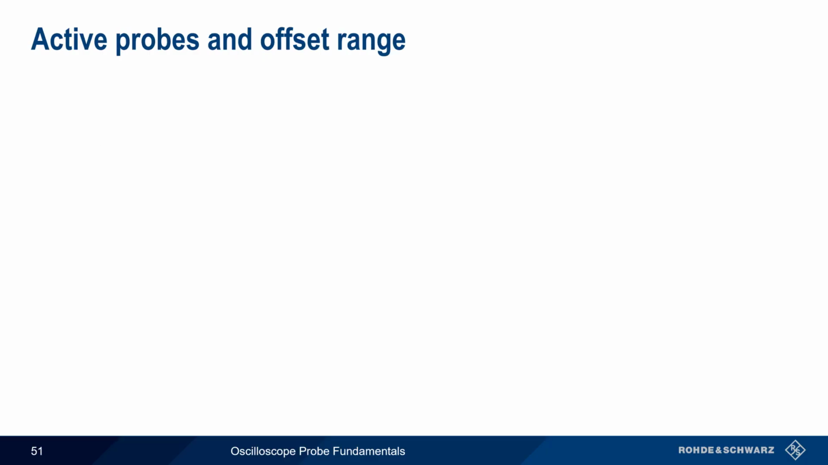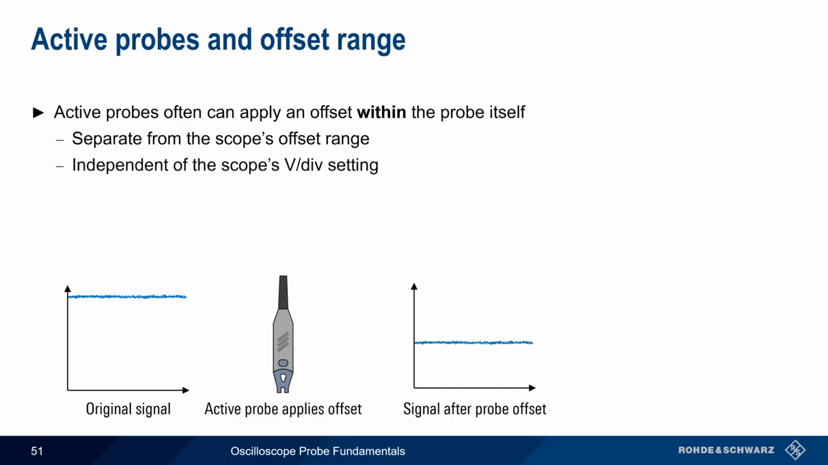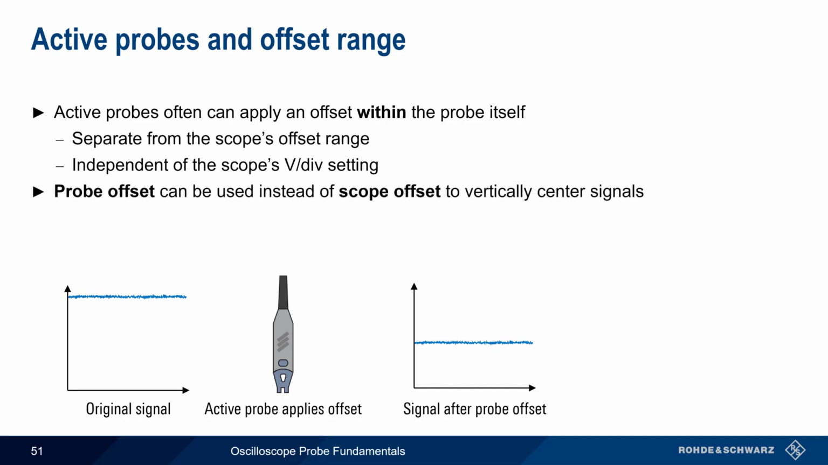How does this apply to active probes? Many active probes have the ability to apply an offset within the probe itself. This offset is separate from, or in addition to, the offset range in the scope, and is also independent of the scope's volts per division setting. This means that probe offset can be used to vertically center signals in cases where the scope offset is insufficient.